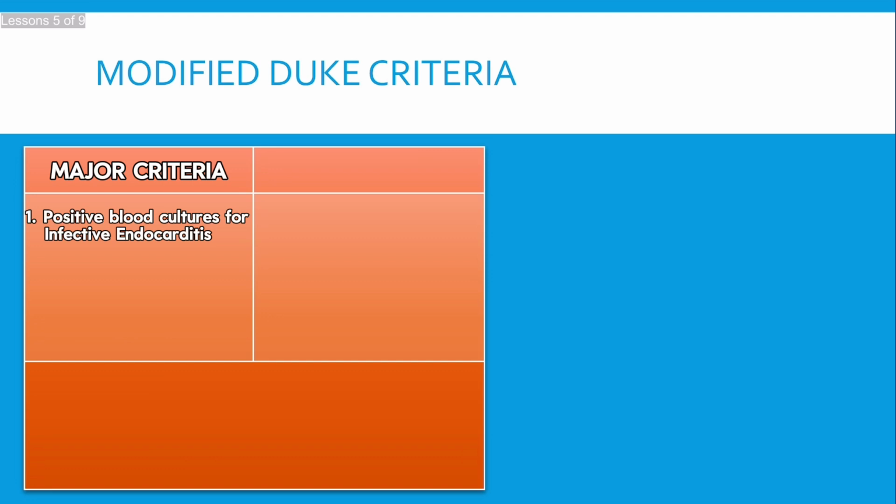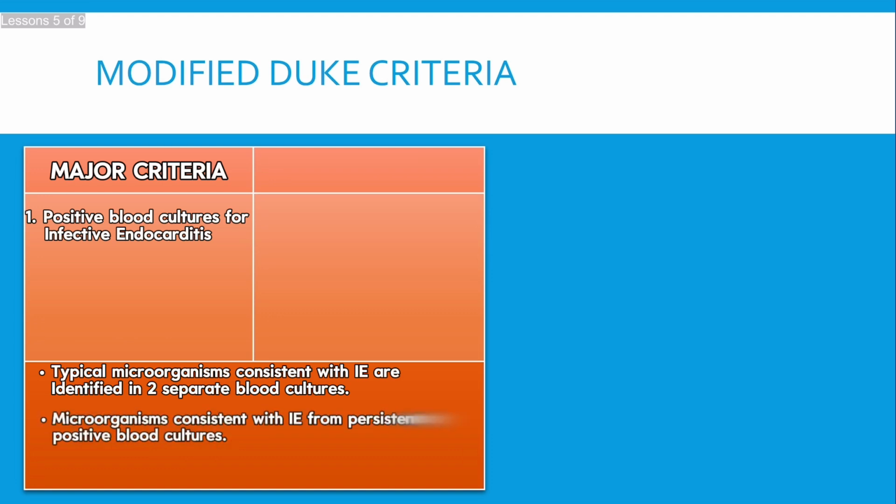Number 1, if typical microorganisms consistent with infective endocarditis are identified in 2 separate blood cultures. Number 2, if blood cultures remain persistently positive. Or number 3, if a single blood culture shows Coxiella burnetii, or an anti-phase 1 IgG antibody titer greater than 1 to 800.